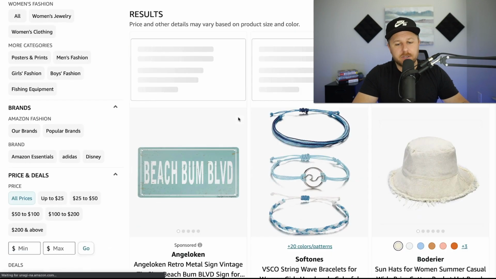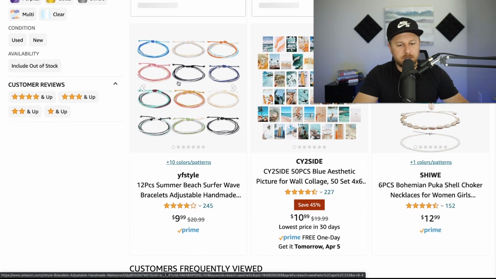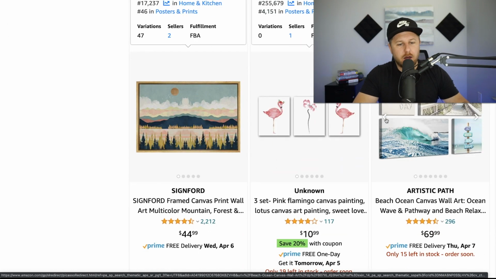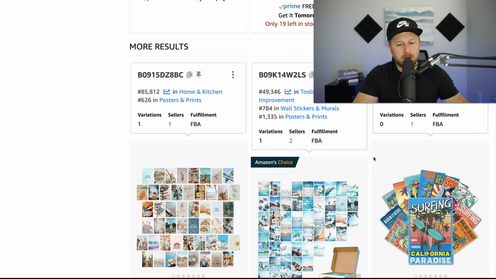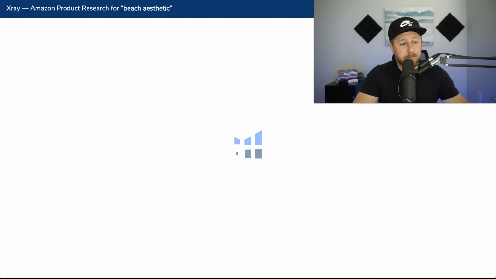All right, so here we are on Amazon, beach aesthetic. So one thing is all of these things keep popping up. Summer beach, surfer wave bracelets. But there are other types of products that are popping up under beach aesthetic. For example, this one right here, blue photo wall collage kit, aesthetic pictures, beach decor. Here's a different one. So let's actually pull these up and see if they're actually getting sales on Amazon, or to see if they are seasonal, because I have a feeling beach products are going to be seasonal because you don't go to the beach or talk about the beach in the wintertime.